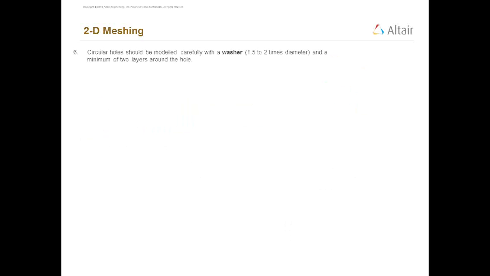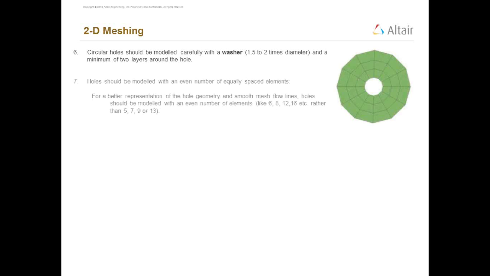Then circular holes should be modeled carefully with a washer 1.5 to 2 times the diameter and a minimum of 2 layers around the hole, as you can see, so that the interpolation will become strong and the results will be more accurate. Holes should be modeled with an even number of equally spaced elements. For a better representation of hole geometry and smooth mesh flow lines, a hole should be modeled with an even number of elements like 6, 8, 12, 16, etc., rather than 5, 7, 9 and 13, to get a perfect hole-like structure.